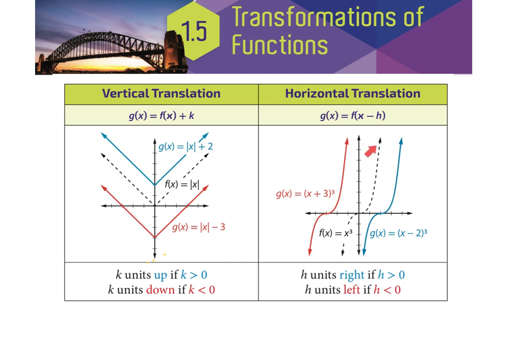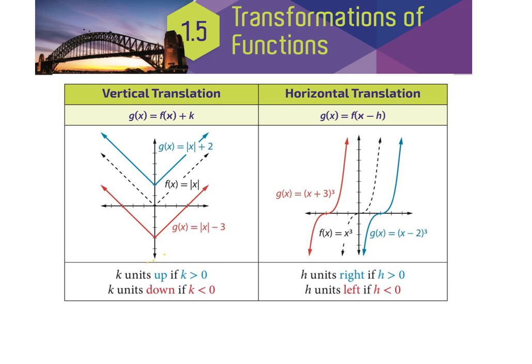Horizontal, you're also adding and subtracting, but you're doing so within the confines of the function itself, all right? So here, you'll notice that the plus or the -3 was outside of the absolute value. That tells you this is a vertical, up and down. But over here, my parent function that we're dealing with is just x cubed, right? This is my x cubed parent function right here. And now we have a +3 inside the cube, and we have a -2 inside the cube.